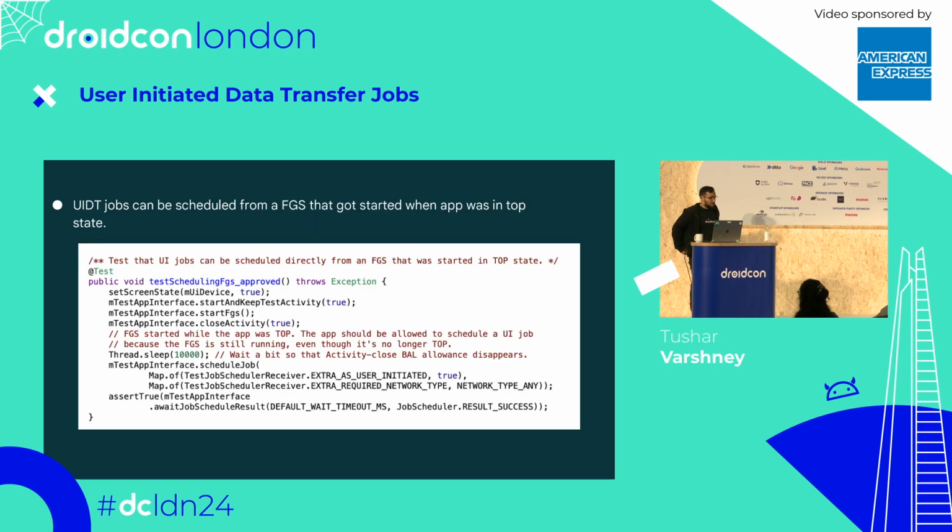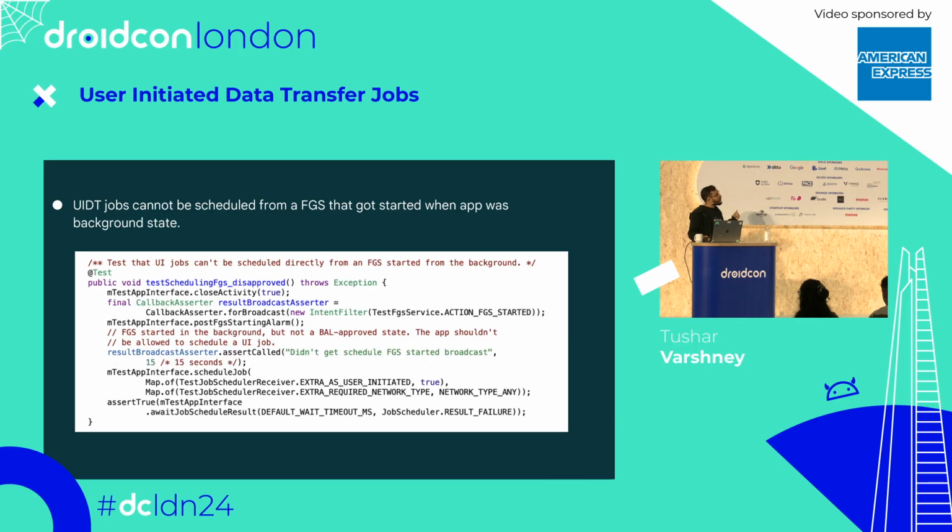Moving on, I found this test to be very interesting. If you have a foreground service which was started when your app was the top app and visible to the user, and that service is currently running, we can also schedule a UIDT job from that service. Alternatively, if you have started a foreground service from the background, maybe for an alarm manager use case, or any other way where we are starting the foreground service through system-defined services, then in those scenarios we will not be able to schedule a UIDT job.